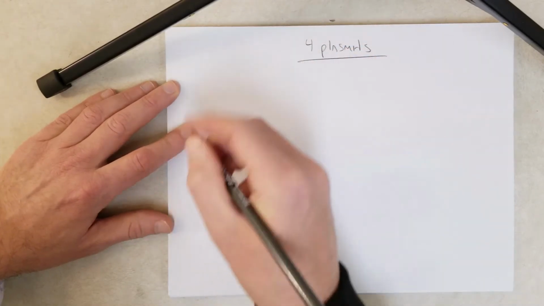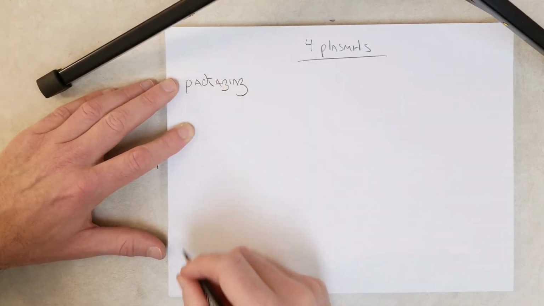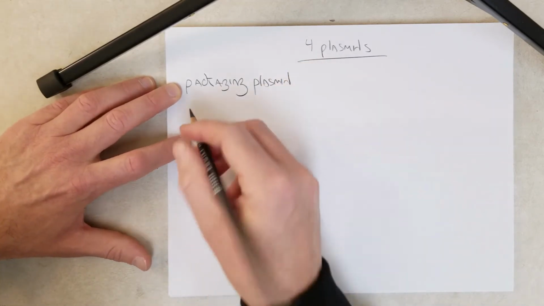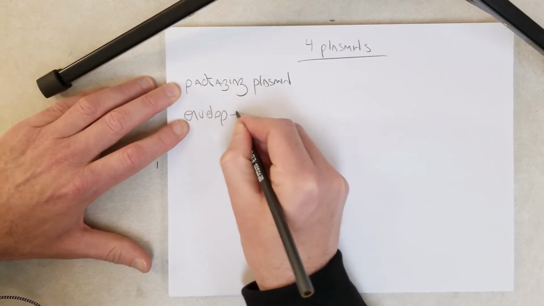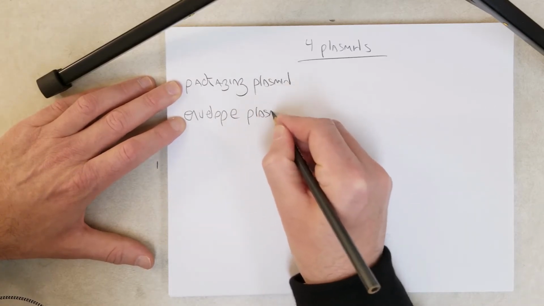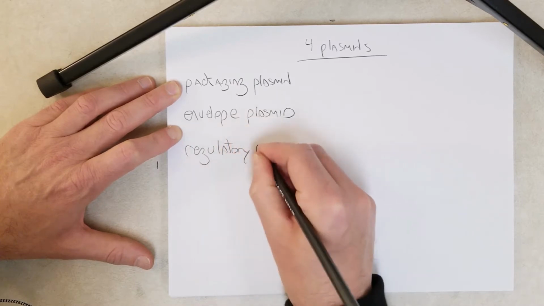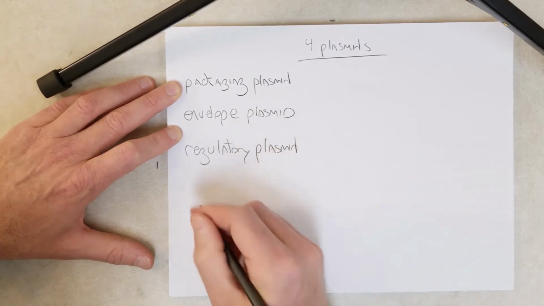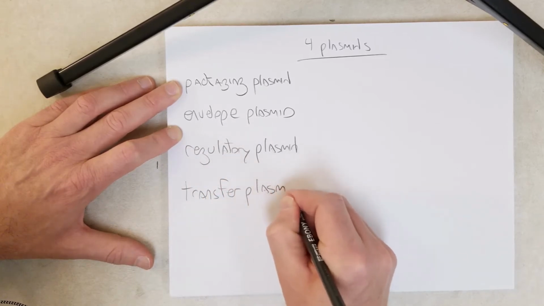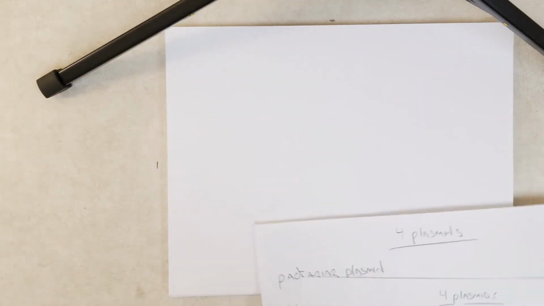Okay, so what are the 4 plasmids? Different researchers and different companies that make these systems call them different things. One of them is called the packaging plasmid. I'm going to go over what we will refer to them as: a packaging plasmid, an envelope plasmid, a regulatory plasmid, and a transfer plasmid. So let's take the packaging plasmid first.